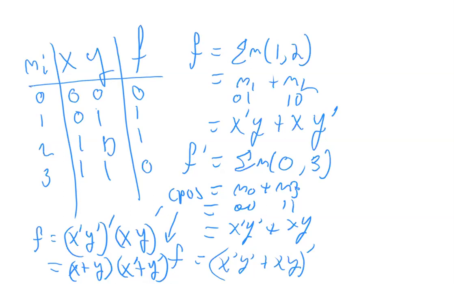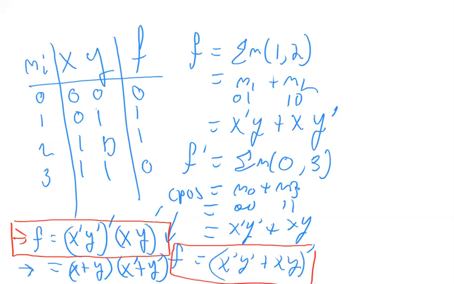When you rewrote it again, like f equals x prime, y prime, and then all that prime, and then x, y. Yeah, right there. This part? Okay. Let's do the following. Let's take this right in here and rewrite it up here using De Morgan's theorem.